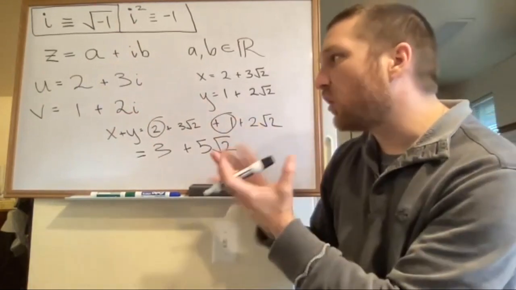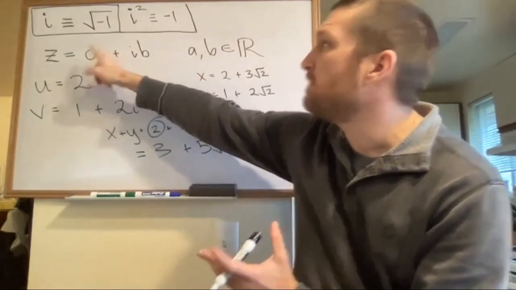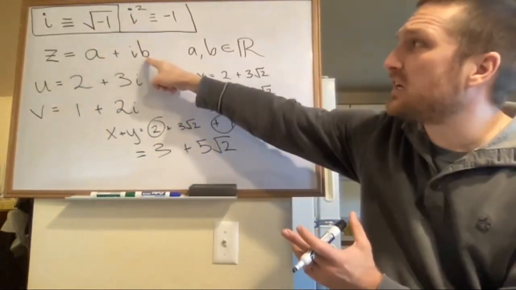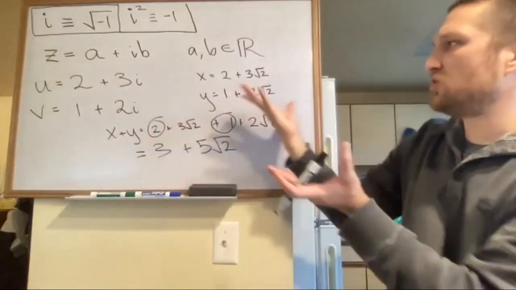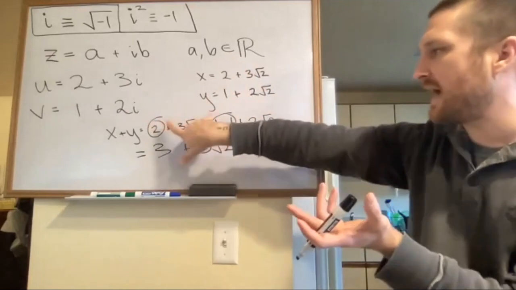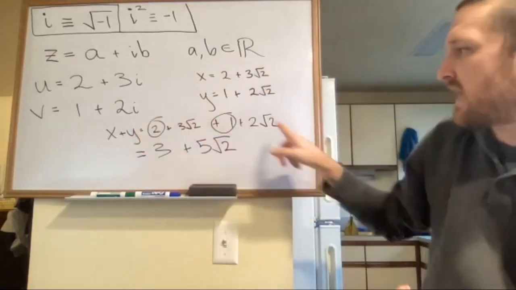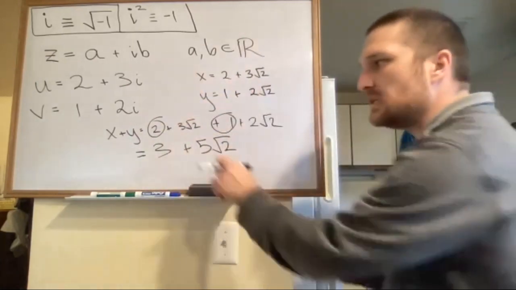So in a sense, all we're doing is adding the components together. This is called the real component. This is called the imaginary component. And just like with this, you have the pure numbers over here, which get added together, and then you have these funky numbers that get added together. But that's all we're doing with these guys.